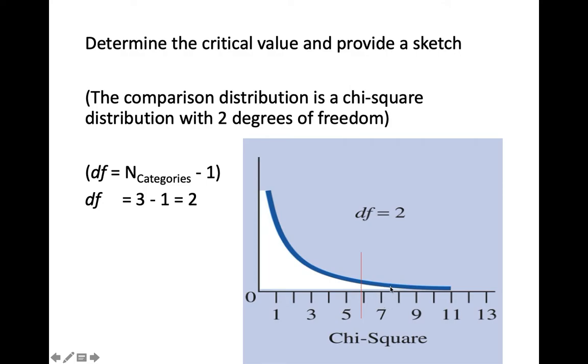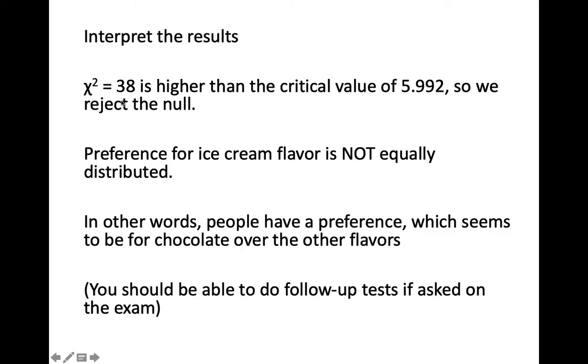So this is our region of significance. If we landed here, we're going to say that we've got a statistically significant result. Clearly, a chi-square of 38 falls in that region of significance. It's higher than the critical value. So what can we say? We can say that preference for ice cream flavor is not equally distributed across those levels of the categorical variable. In other words, people do have a preference, which seems to be for chocolate over the other flavors.